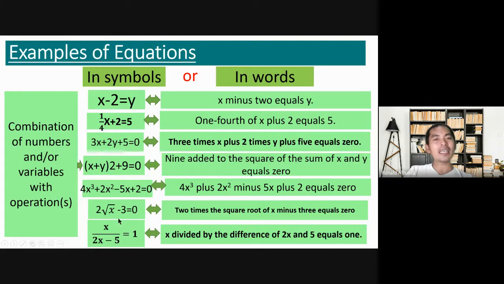Okay, pag equations, lahat po yan may equals. Yun lang ang tatandaan nyo. Nandyan ang equality sign. Okay?